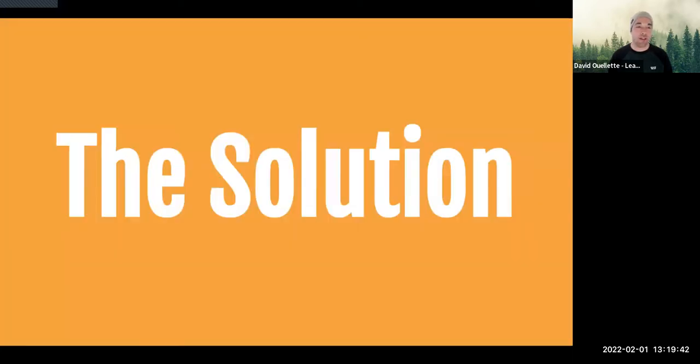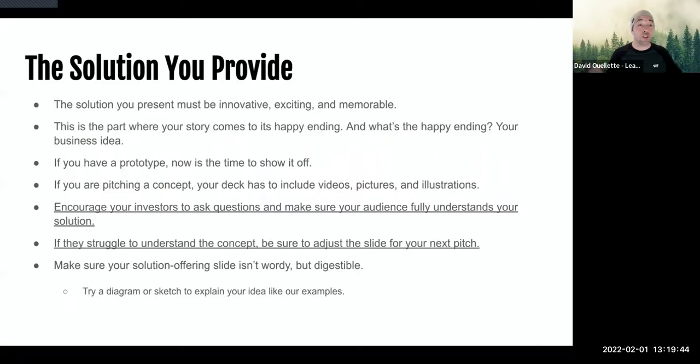Next, we have the solution. So this is where you come in. You identify what the problem is that the target customer has. You identify the needs they might have and those pain points. Now, you've set them up. Now you've got to knock it out of the park with your solution, right? By now, you're hoping that your audience has an understanding of the problem you're focusing on. So they should be invested in the idea of helping you fix it.